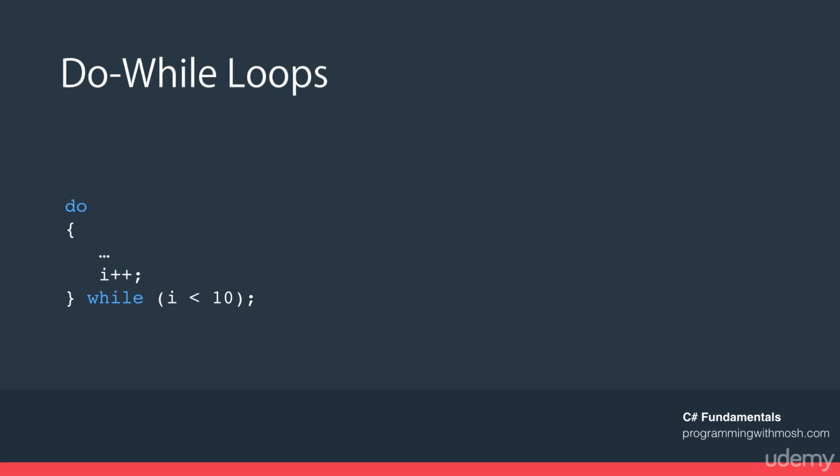Now, you don't always need a counter with while and do while loops. You can use any condition. In the slides here, I used a counter called i to demonstrate that the same thing can be implemented with a for, with a while, or with a do while loop.